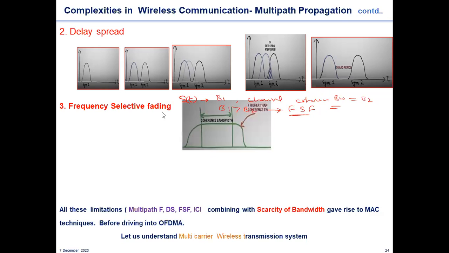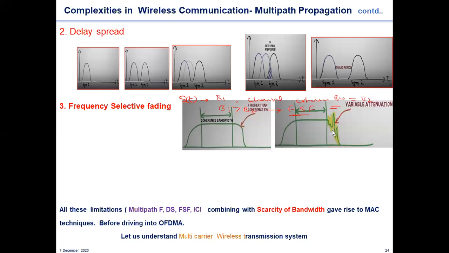This describes frequency selective fading. You can see here, this is the bandwidth of the signal, and this is the coherence bandwidth of the channel. The channel is flat up to this portion only. Beyond that, there are fades and amplitudes are getting reduced. You can see the variable attenuation here. The signal bandwidth is more than this one.